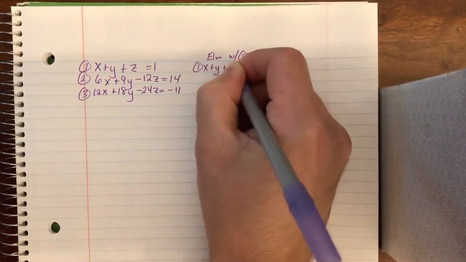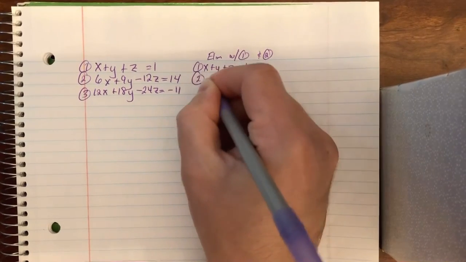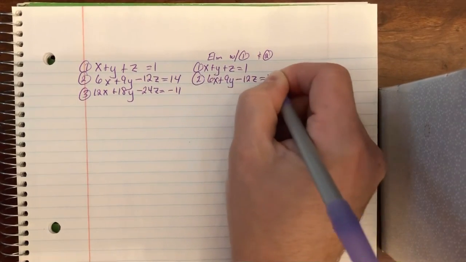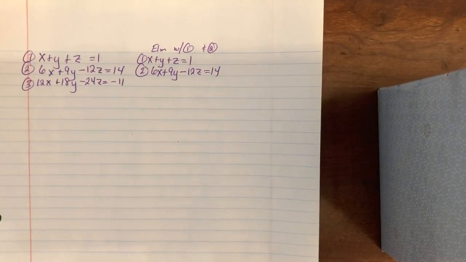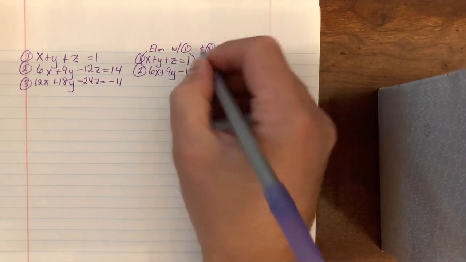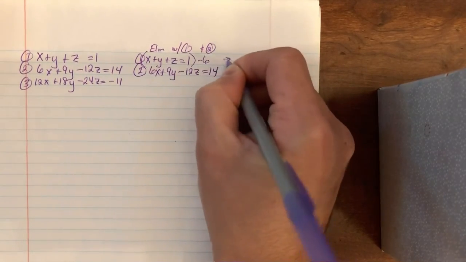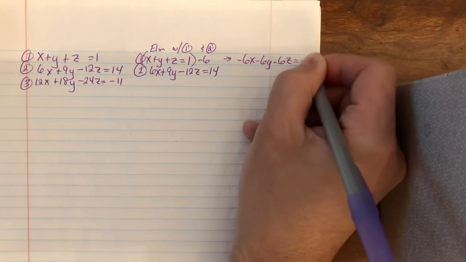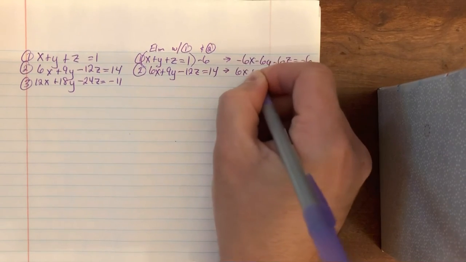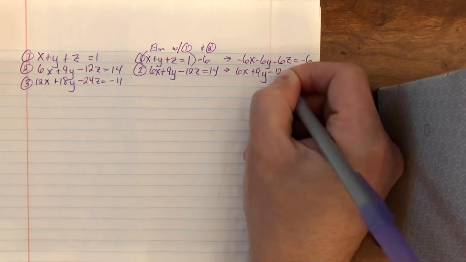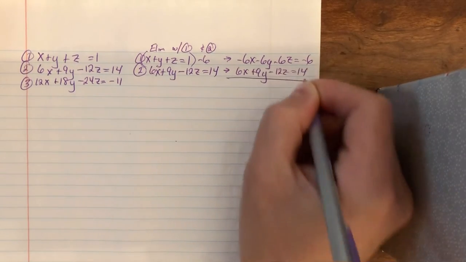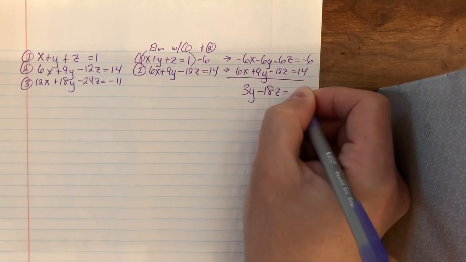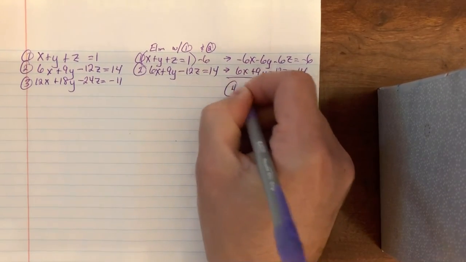x plus y plus z equals 1. 6x plus 9y minus 12z equals 14. All right, so I'm going to multiply the top equation, getting rid of x, by negative 6. So I'll have negative 6x minus 6y minus 6z equals negative 6. I don't need to do anything to the second equation. When I add these equations, I get 3y minus 18z equals 8. And that will be equation 4.